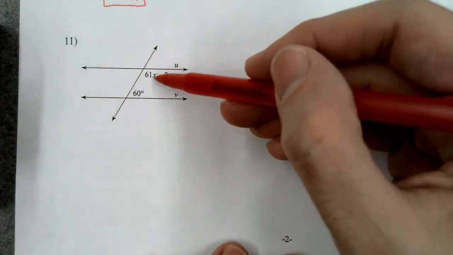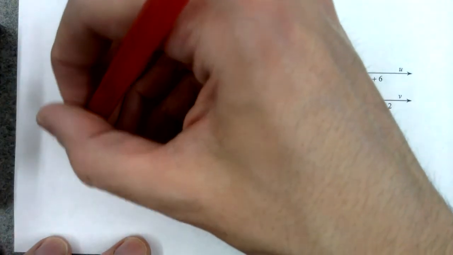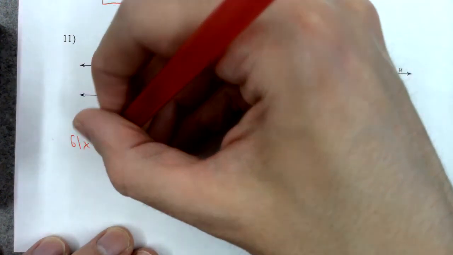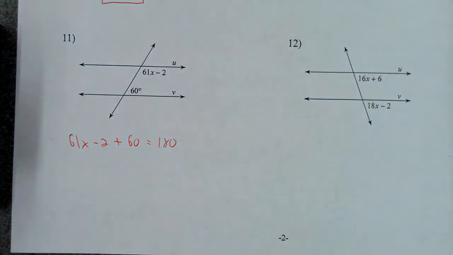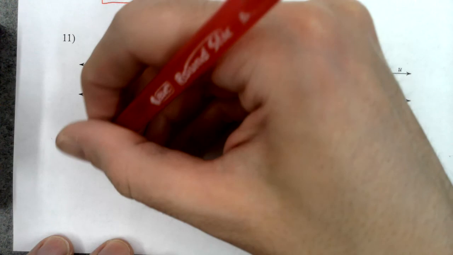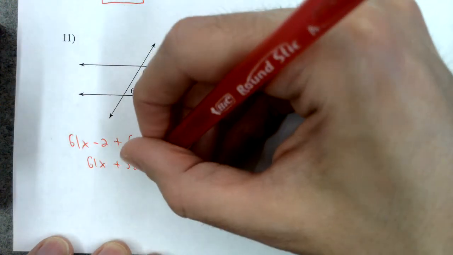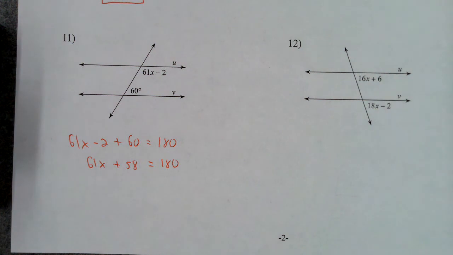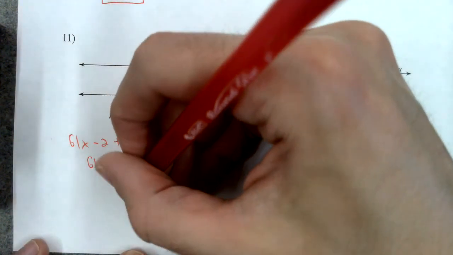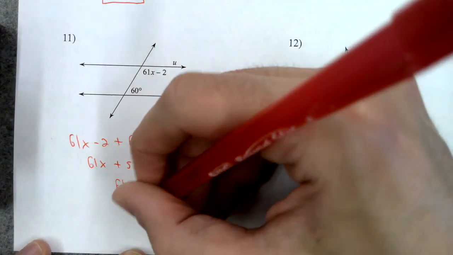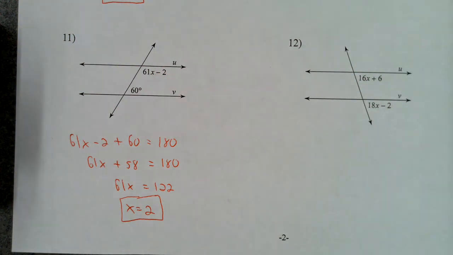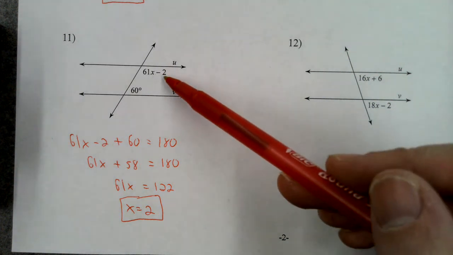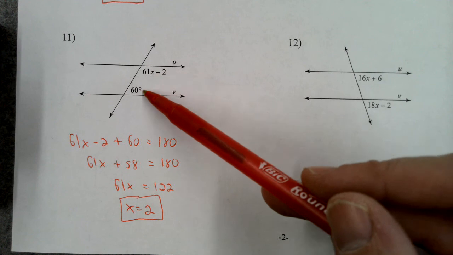These are same side interior angles. So if they are supplementary, the lines are parallel. So you're going to add them together. 61x minus 2 plus 60 equals 180. Combine like terms on the left. 61x plus 58 equals 180. Subtract 58 on each side. 61x equals 122, which means x equals 2. If you substitute it in, 61 times 2 is 122, minus 2 is 120, and the 120 plus 60 adds to 180.